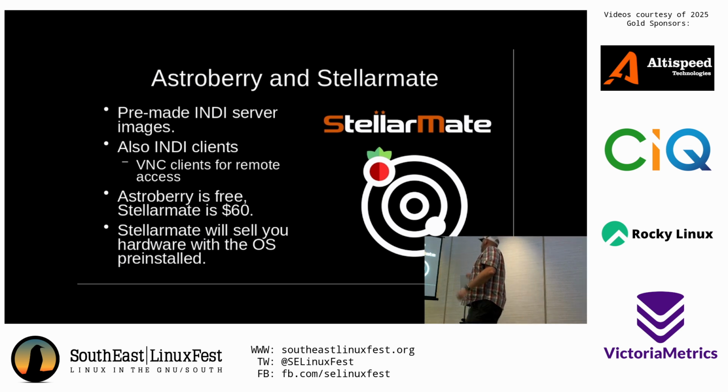There are two pre-built distros for Raspberry Pis and mini PCs that you can just go and get. Astroberry is free and Raspberry Pi only. The downside is it's 32-bit. I think their image is only 32-bit.